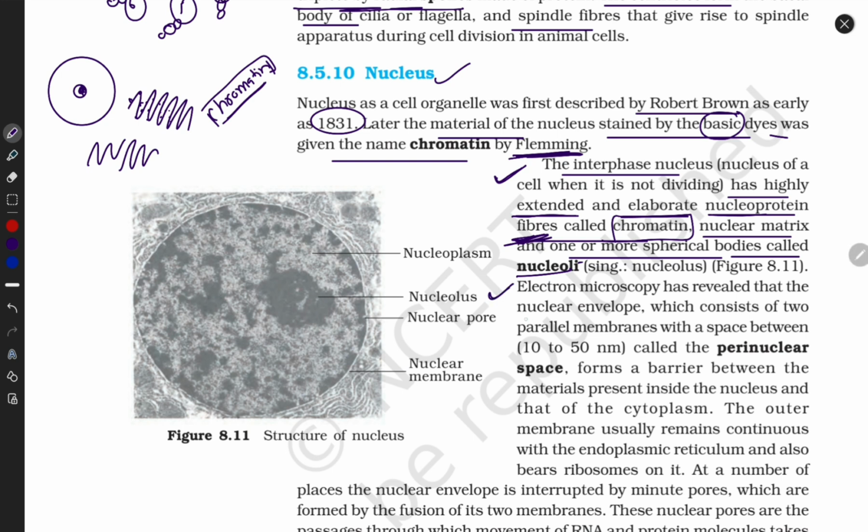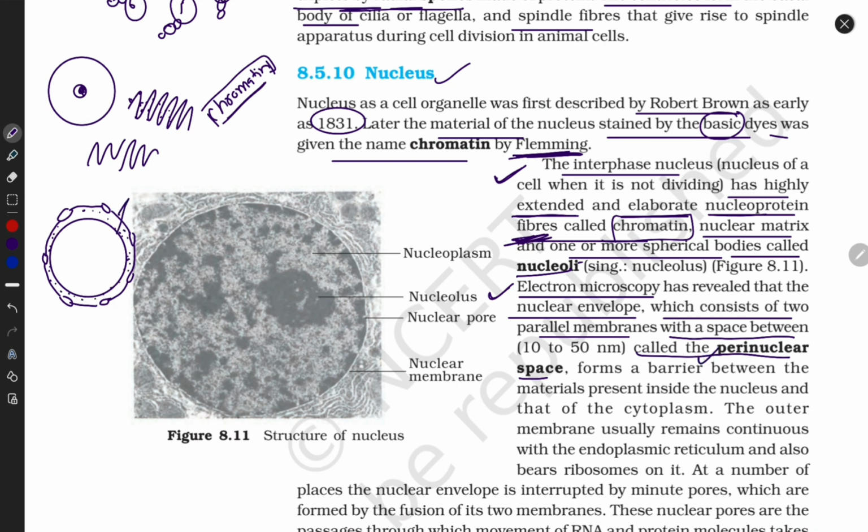Now when scientists watched under the electron microscope, what did they see? The nucleus has a nuclear envelope, which consists of two parallel membranes with a space between called the perinuclear space. The nucleus is covered by a nuclear membrane, and we call this membrane the nuclear envelope. These are the pores guys. The space between the outer layer and the inner layer we call the perinuclear space.